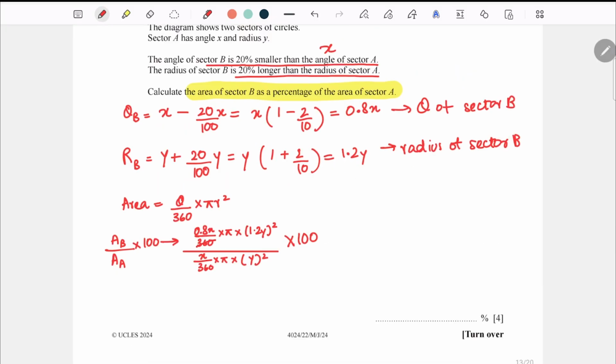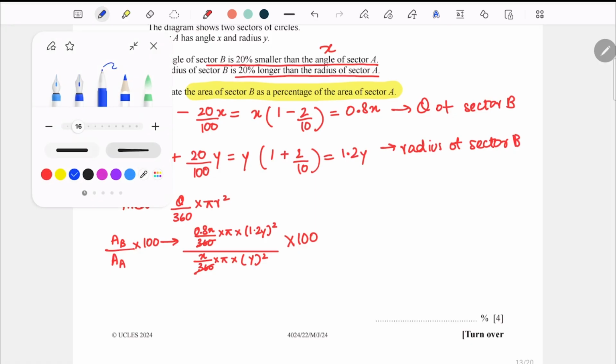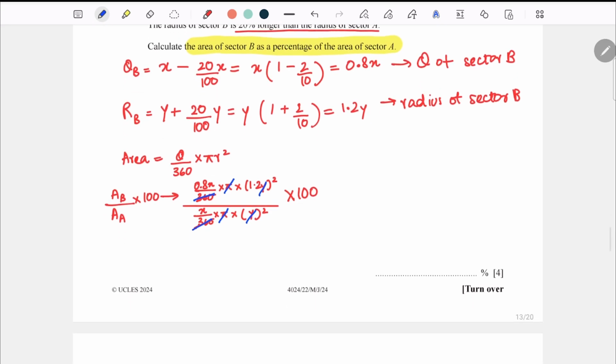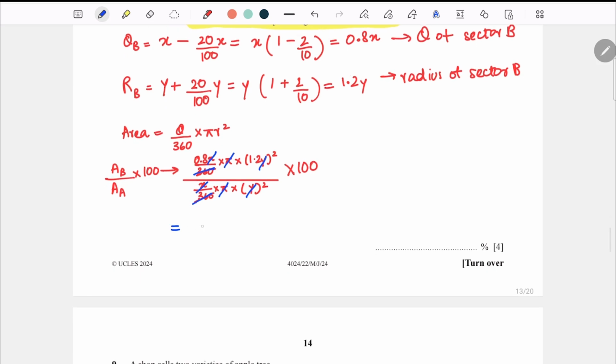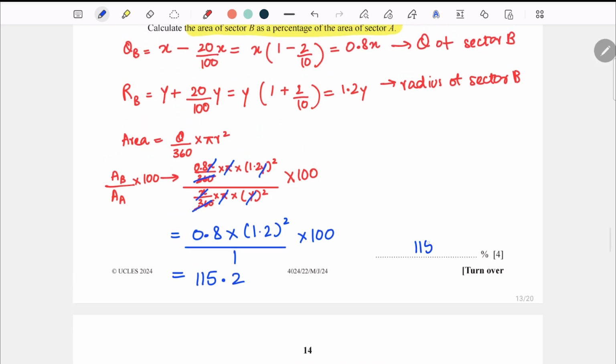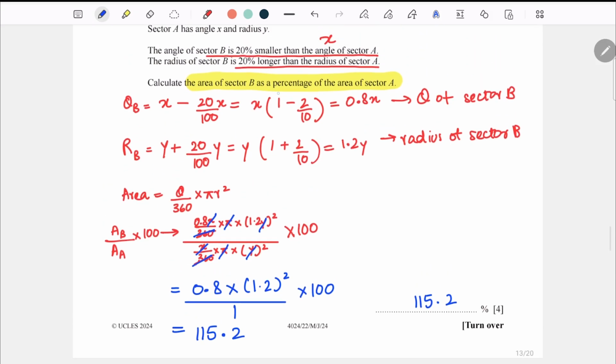When I simplify this, 360 and 360 cancel out. Pi and pi cancel out, y will cancel out, and even x will cancel out. So we'll be getting 0.8 into 1.2 squared divided by 1 multiplied by 100, and the final answer will be 115.2. So this is the area of sector B as a percentage of the area of sector A.